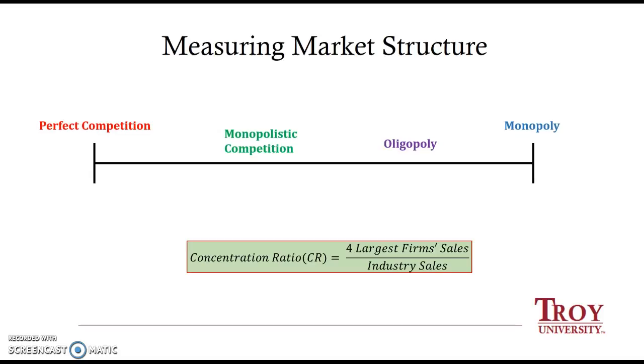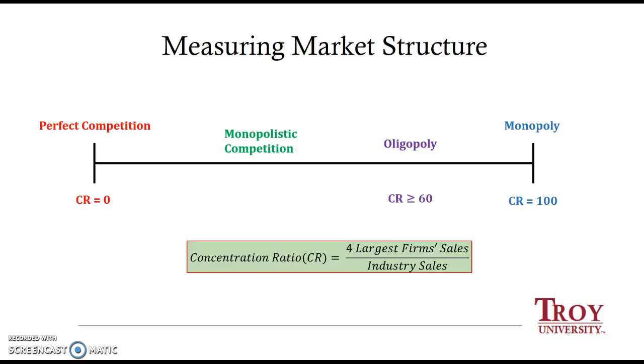Monopoly has a concentration ratio of 100 because a monopoly is the market and has all the industry sales. Perfect competition, theoretically speaking, has a concentration ratio of 0 or near 0 because all firms produce a tiny fraction of industry output. Economists in the Department of Justice have defined an industry to be an oligopoly if the four-firm concentration ratio is greater than or equal to 60. This lets us know that monopolistic competition will be somewhere below the 60 threshold.